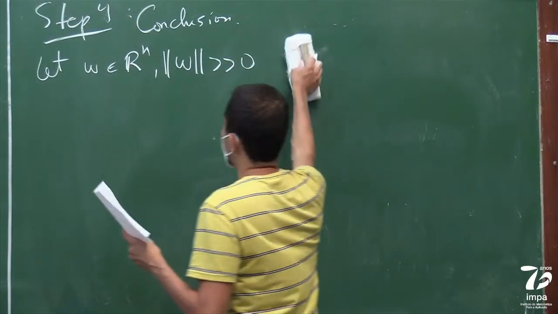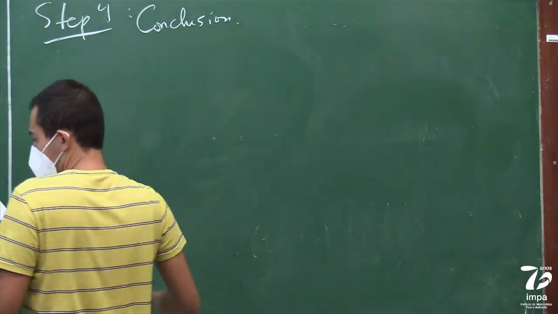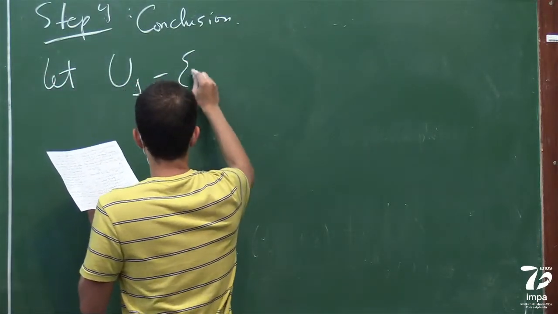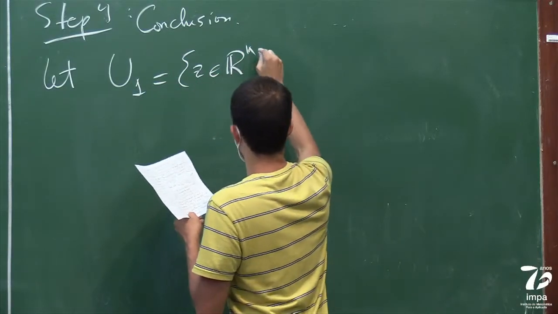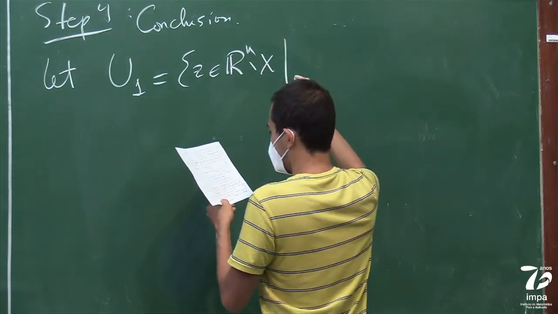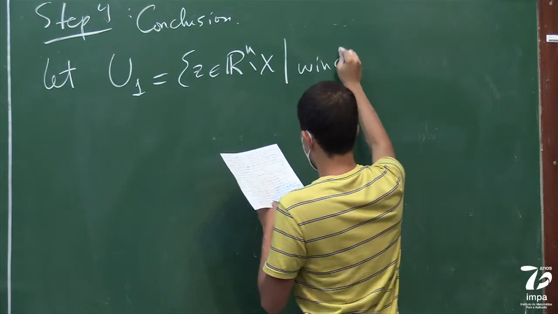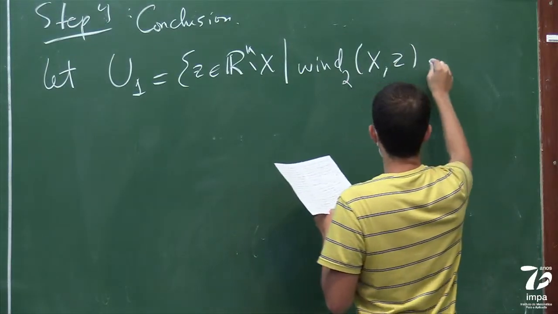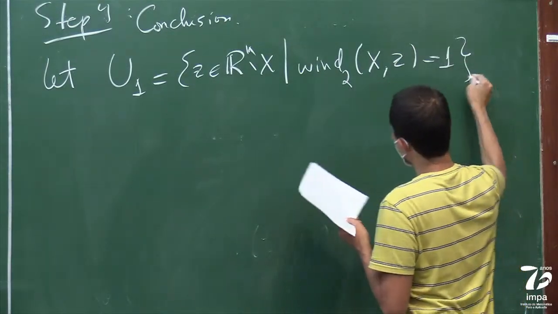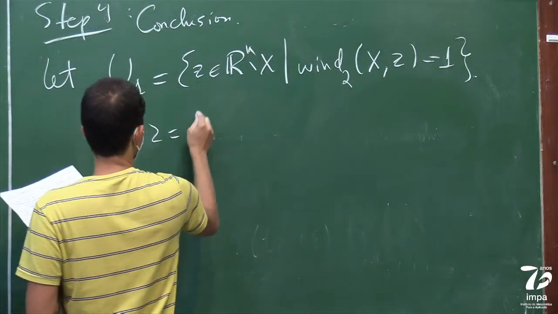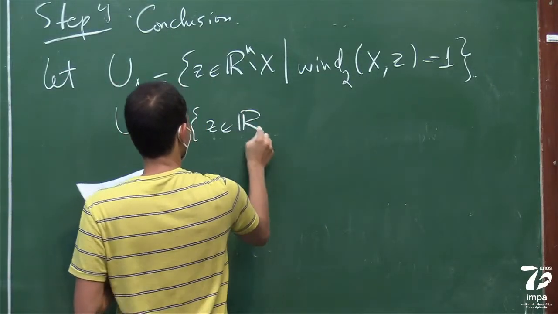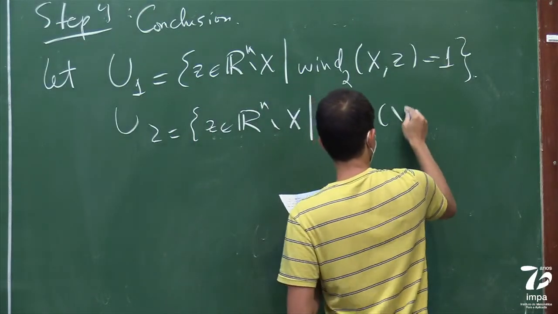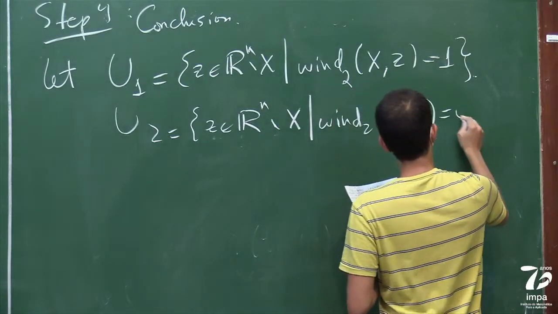Actually, sorry, you don't need this. You can just define the following thing. You let U1 be the set of Z's such that the winding number of X with respect to Z mod 2 is equal to 1. And you define U2 to be the set of points such that the winding number is 0.